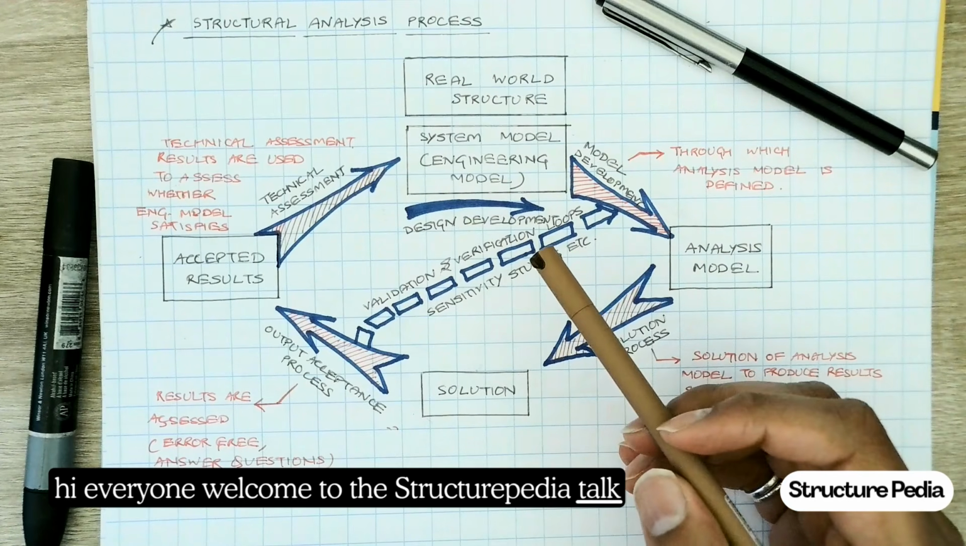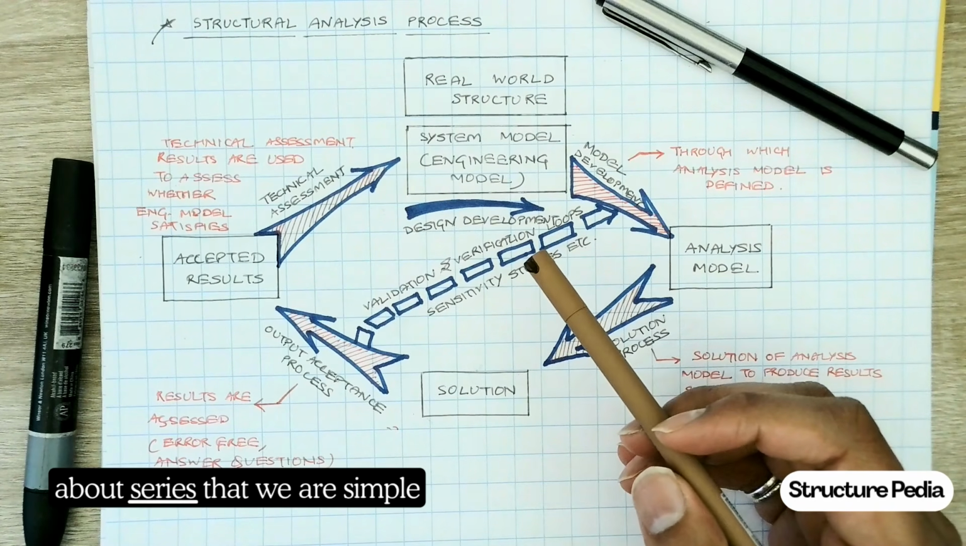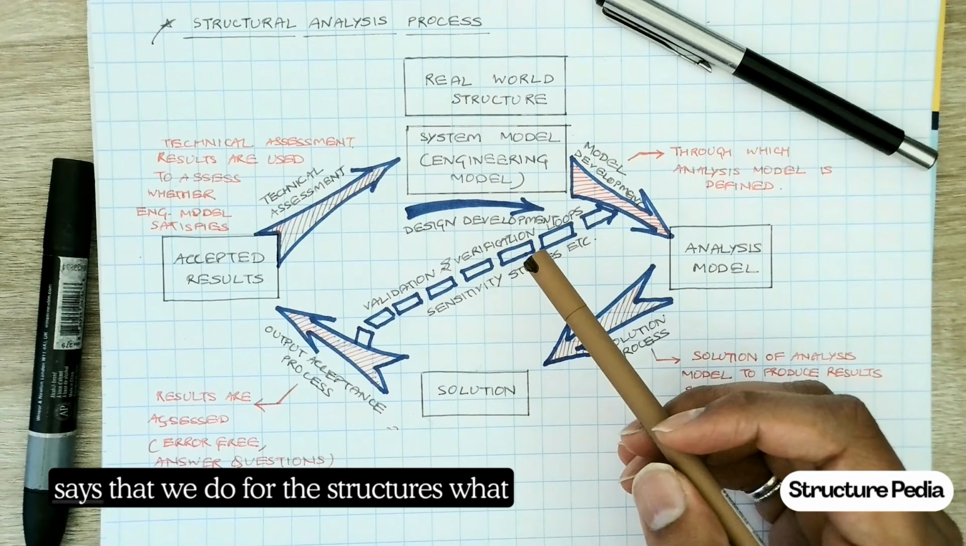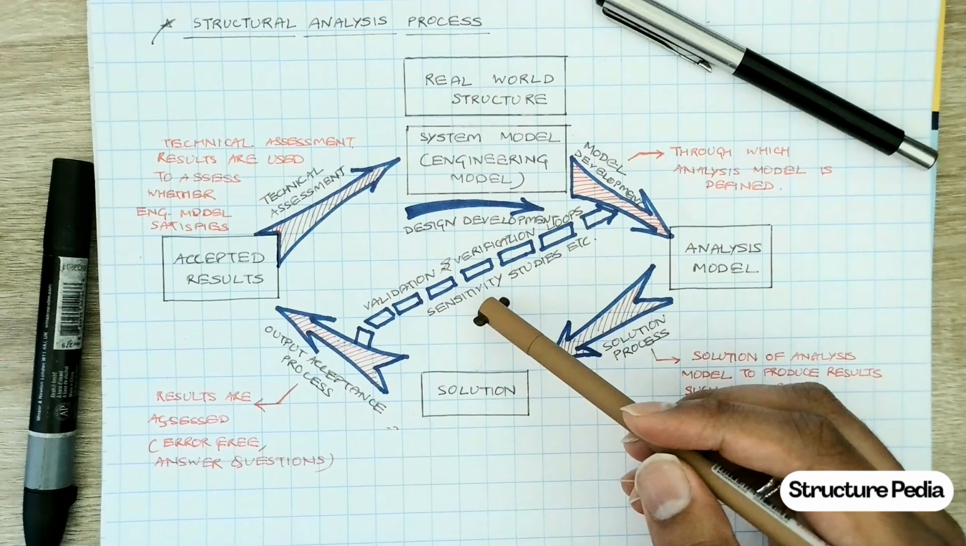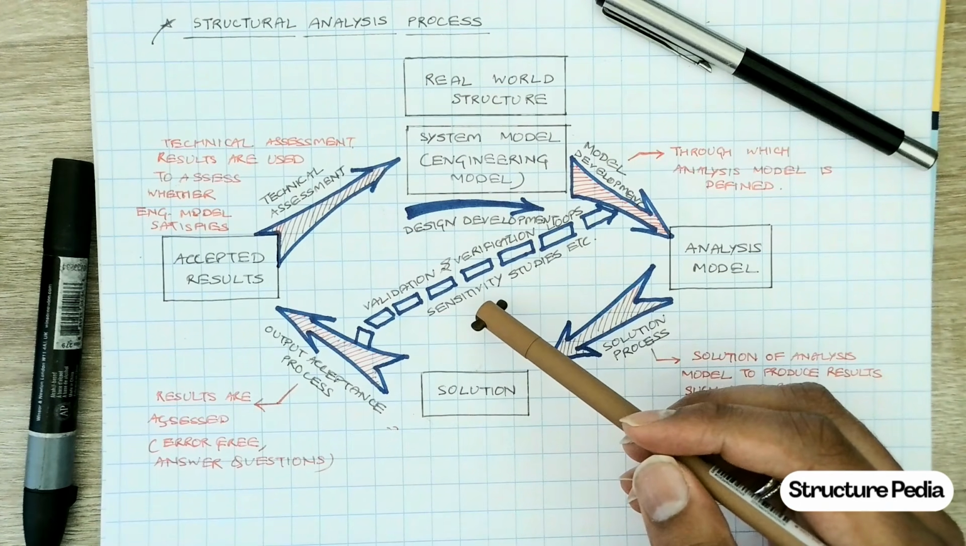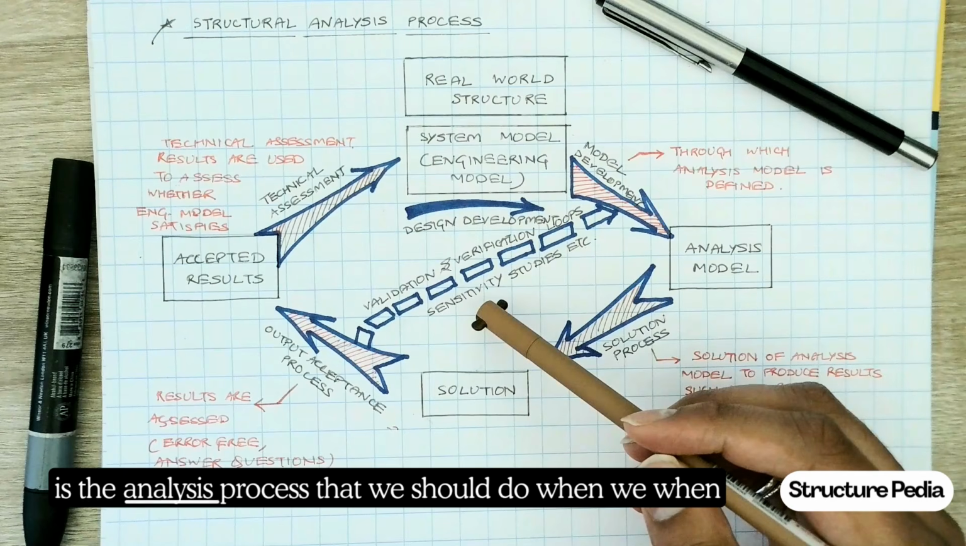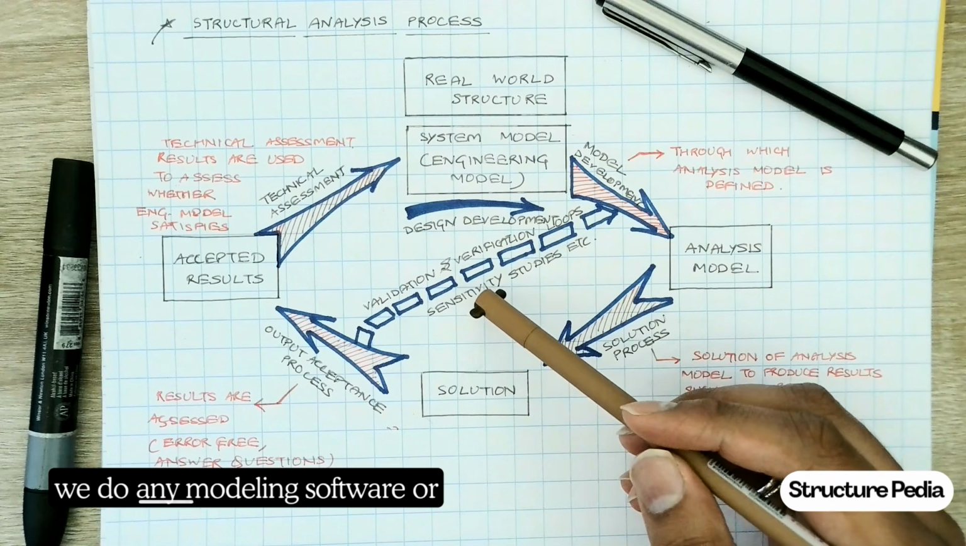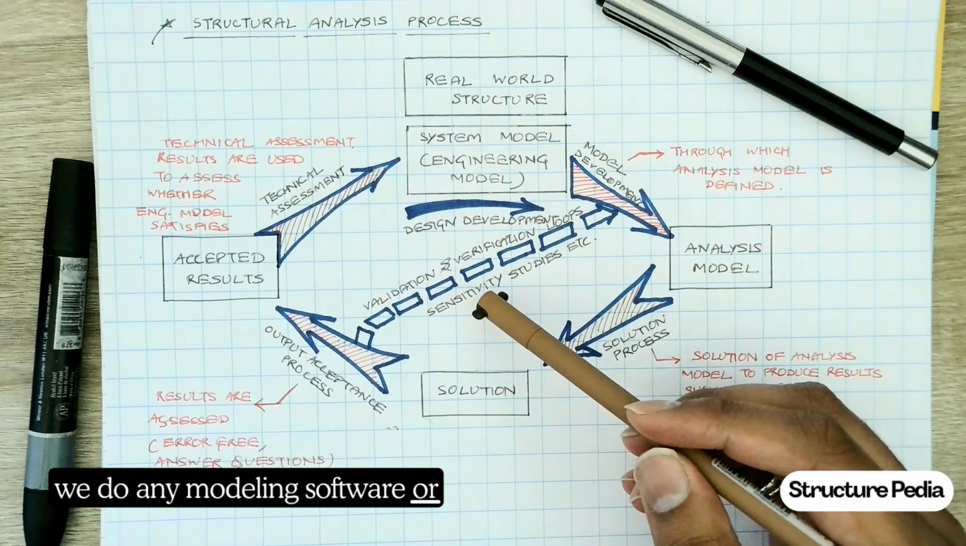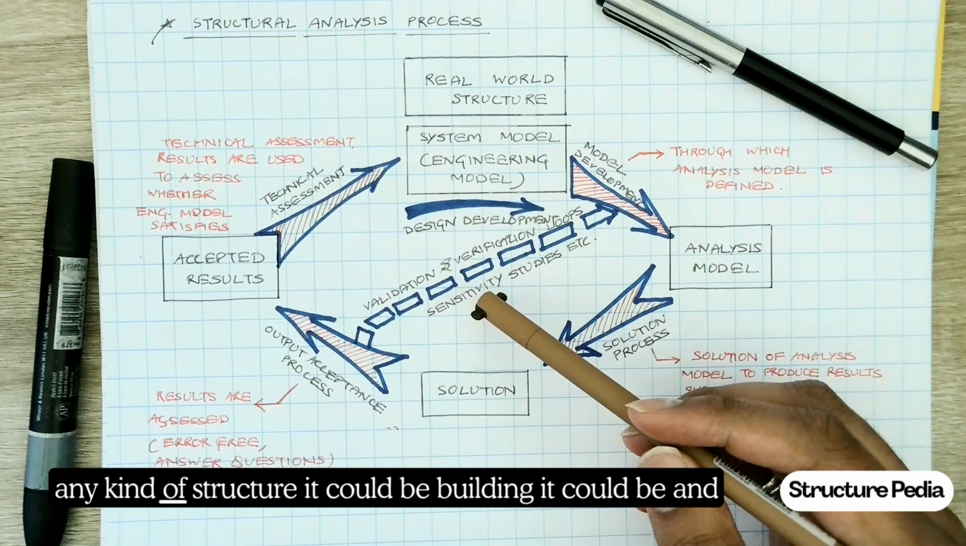So today we are going to talk about the series that we are currently running, the principle of computer analysis that we do for the structures. Today we are going to talk about the analysis process that we should do when we do any modeling in software, or when we do any computer analysis for any kind of structure. It could be building, it could be bridges.